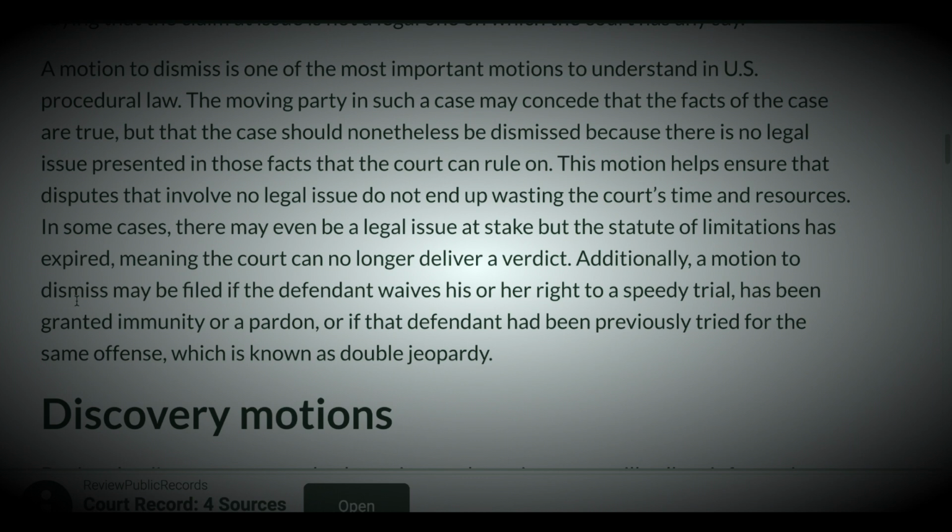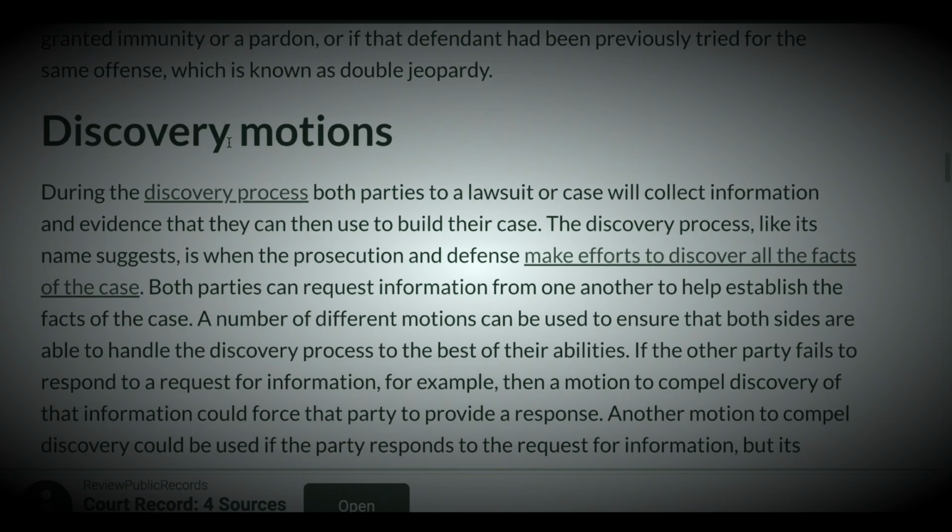Additionally, a motion to dismiss may be filed if the defendant waives his or her right to a speedy trial, has been granted immunity or pardon, or if the defendant had been previously tried for the same offense, which is known as double jeopardy.